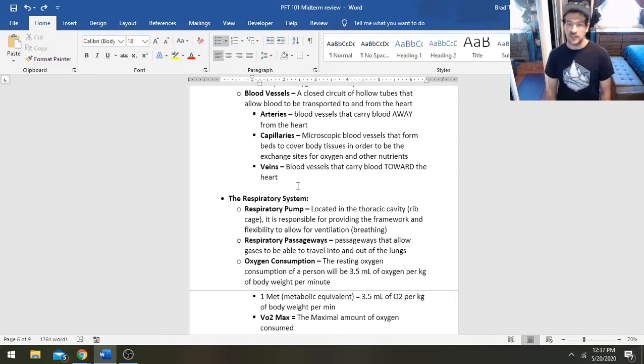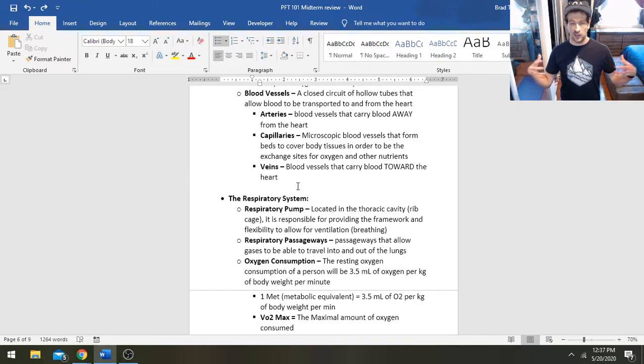So your blood vessels are a closed circuit of tubes that allow blood to be transported to and from the heart, right? Because once we deliver it, we also need to get that blood cell back so we can deliver the next load later. So you've got arteries, capillaries, and veins. Those are your main blood vessels, right? Your arteries are blood vessels that carry blood away from the heart. Your veins are blood vessels that carry blood towards the heart.